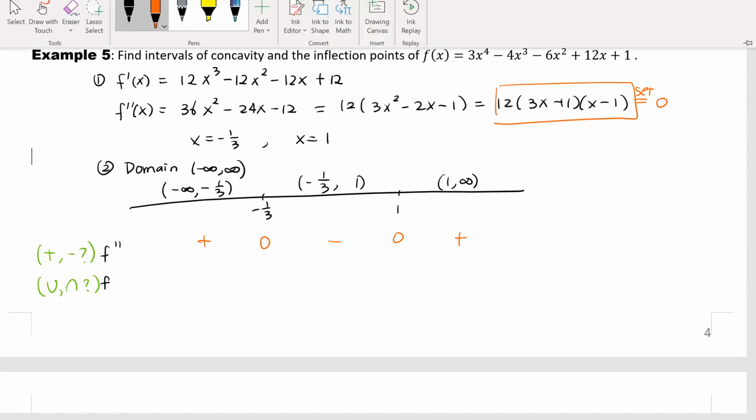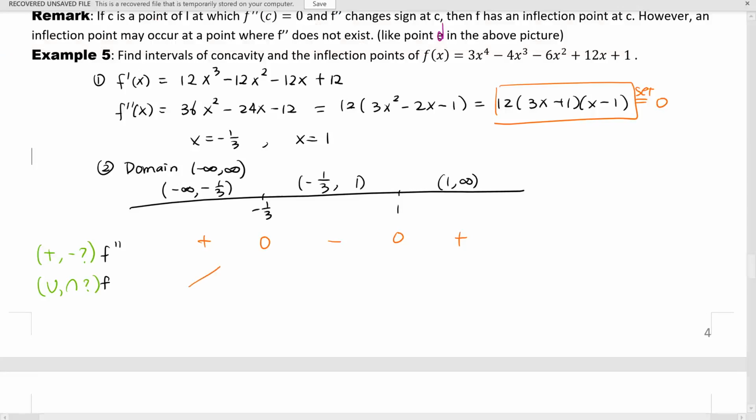All right, so that's why here we have increasing, and here we have... sorry, we're not talking about increasing and decreasing. Okay, so if the second derivative is positive, we have the function concave up. If the second derivative is negative, we have the function concave down. Okay, and here we have concave up.